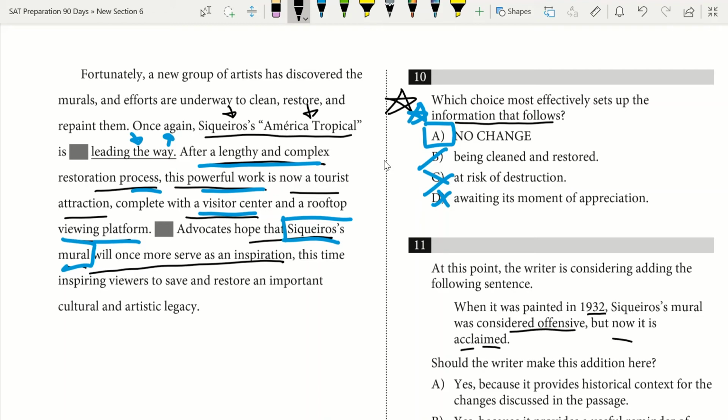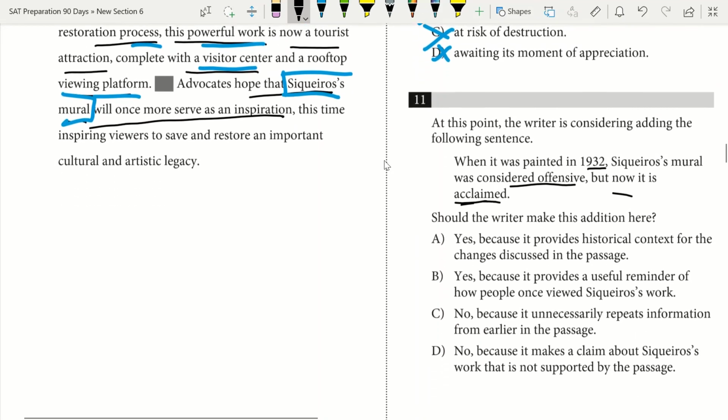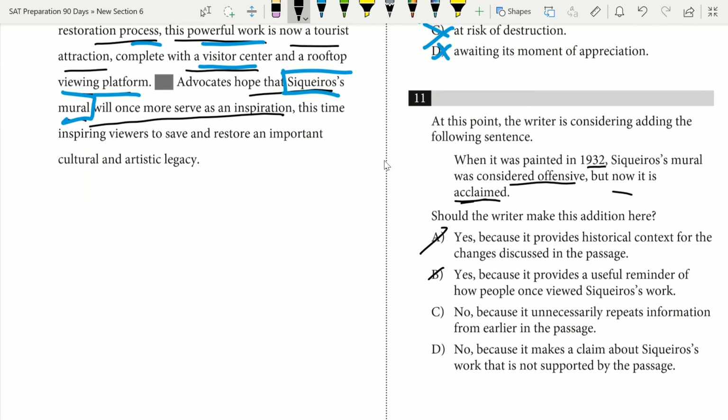Okay, we've already said that before, right? We talked about how it was considered offensive before, and we've already said that it's acclaimed now. So we're just repeating unnecessary information, so we don't want to add that because it's repeating information. So correct answer there is going to be C for number 11. No, because it unnecessarily repeats information from earlier in the passage. Okay, so 11 there, that answer is going to be C.